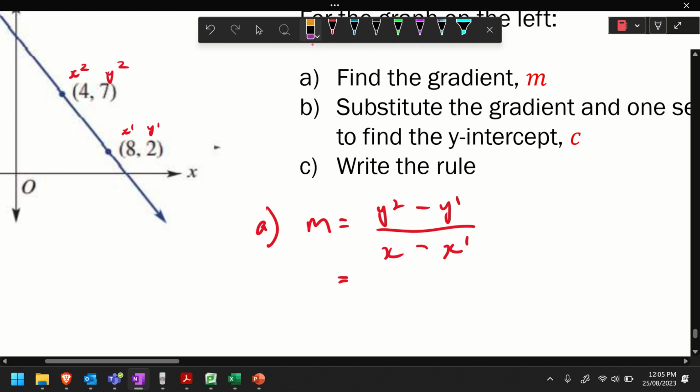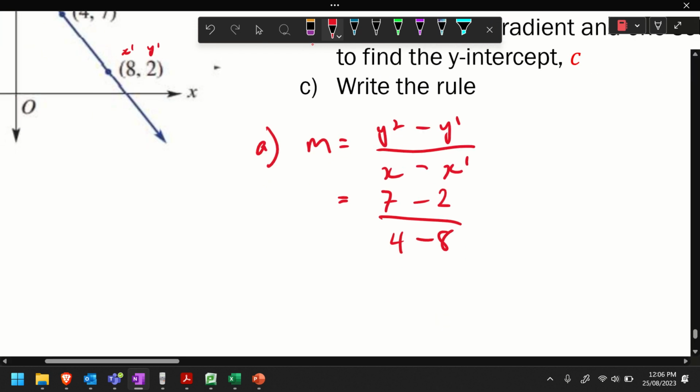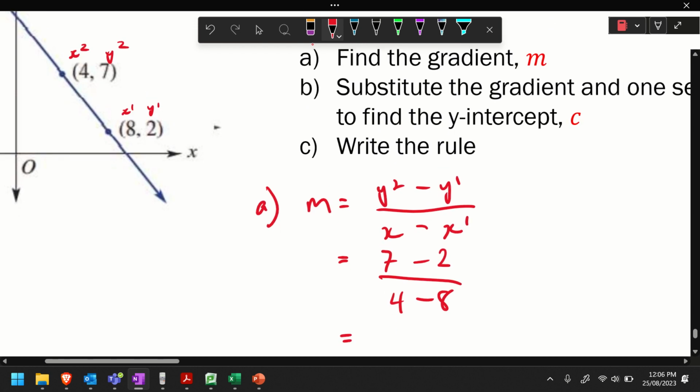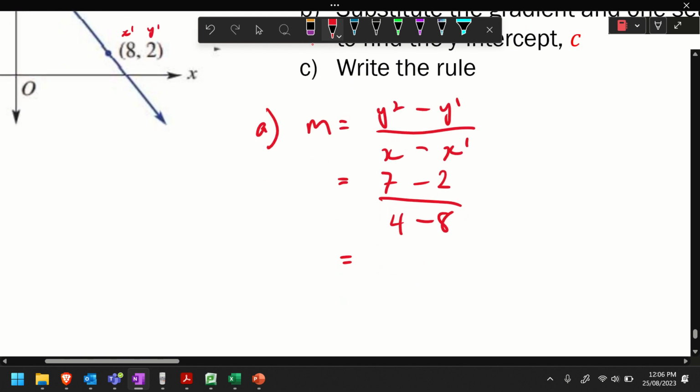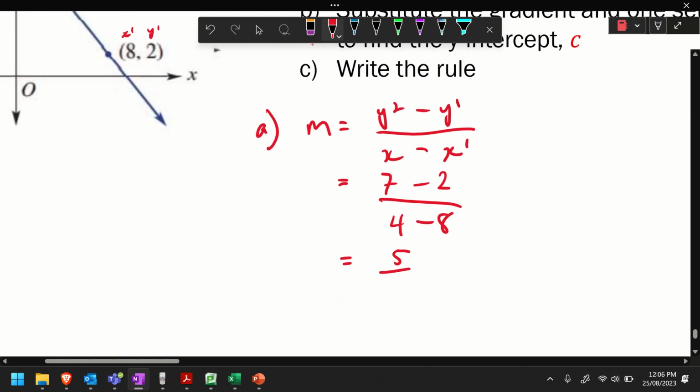Y1 is, y2 is 7, my bad. Y1 is 2. X2 is 4, and then X1 is 8. Okay, so when we do that, actually before I even give you the answer, is the gradient going to be positive or negative? Negative. Good, because the line goes down, yeah? So that's how you can confirm if you did this correctly as well. So this should be 5 over negative 4.